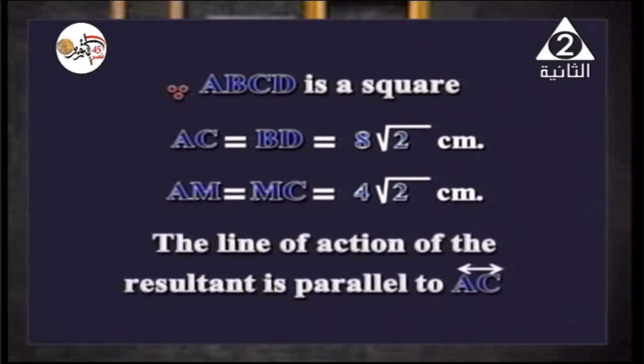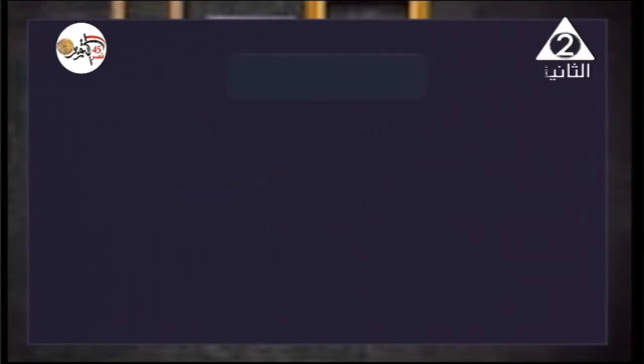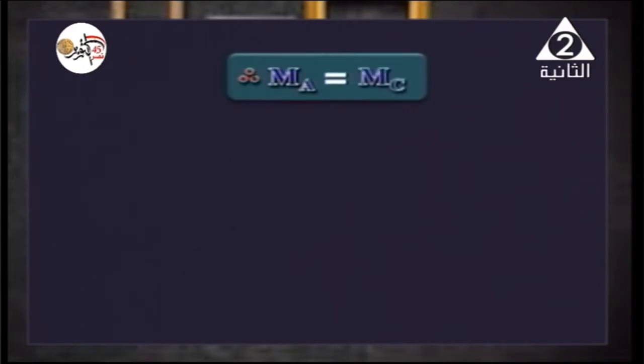The line of action of the resultant is parallel to AC. What do you mean? Moment about A equals moment about C. My dear student, if the direction of the resultant is parallel to AC, it means moment about A equals moment about C. In this case, we find the moment about A and the moment about C and make an equation, left hand side equal to right hand side.